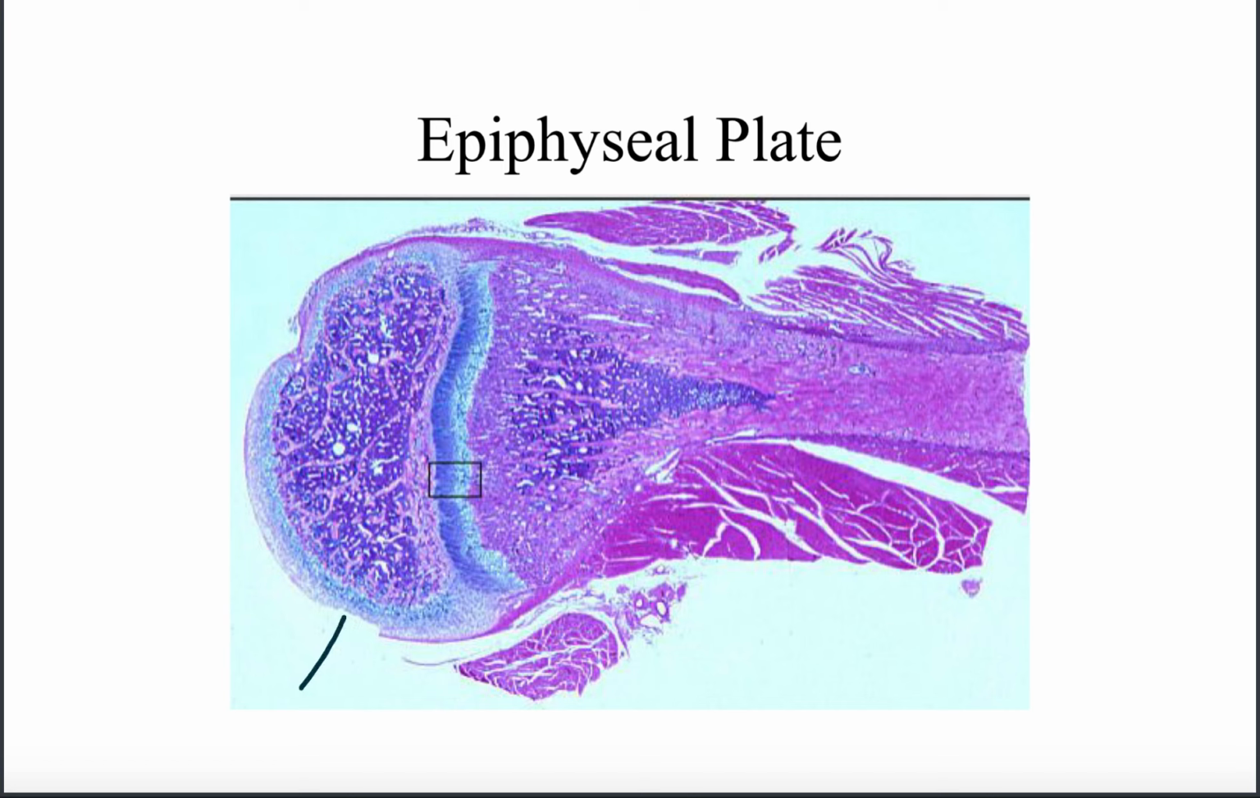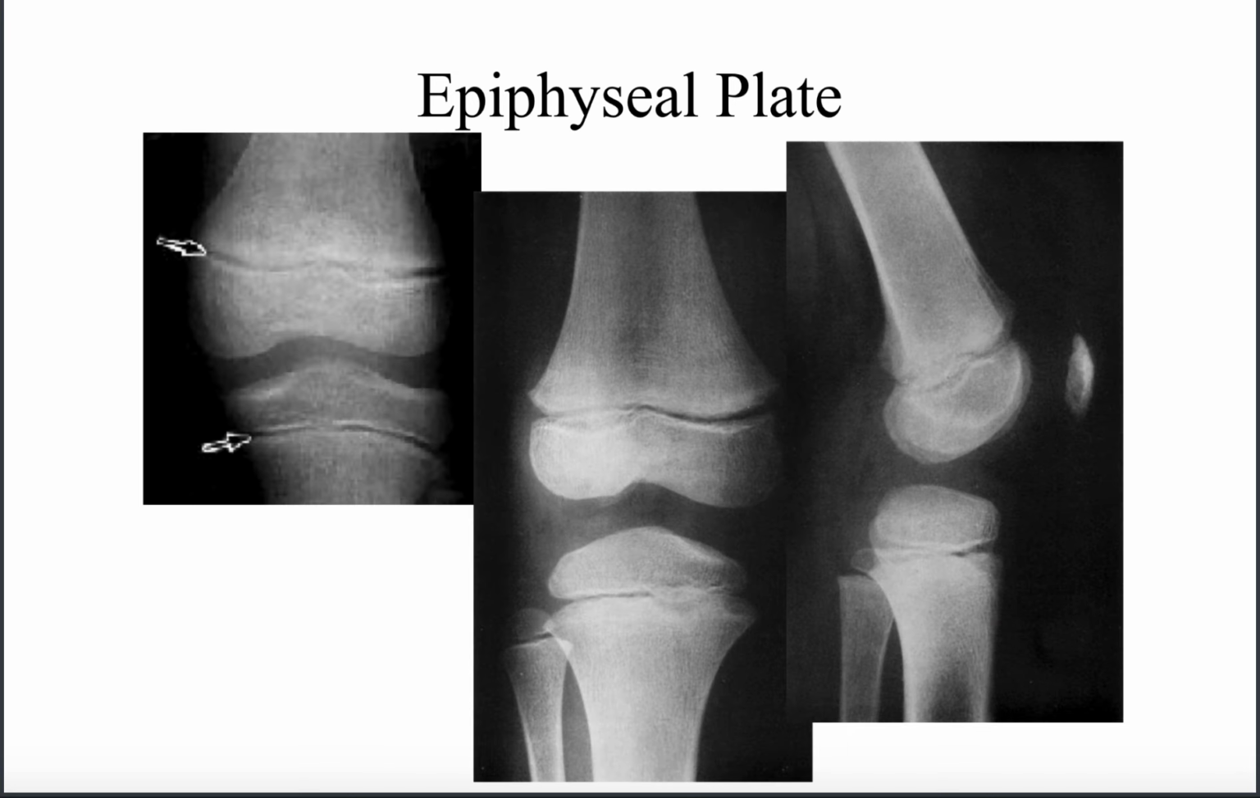So this pale blue stuff is cartilage, and then the purple is bone. The significance of this in terms of x-ray, though, is your cartilage is actually see-through in x-ray, or more see-through than bone. So what ends up happening is you see this kind of see-through line in the middle of the ends of the bones in people who are under 25.